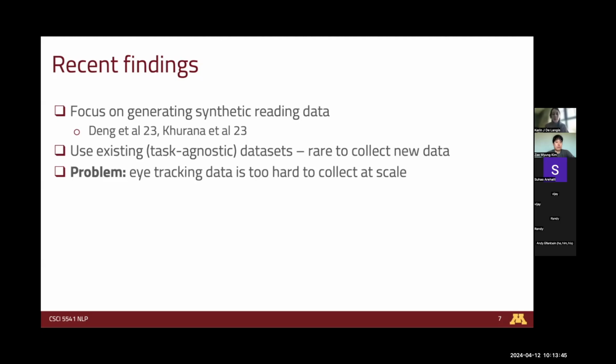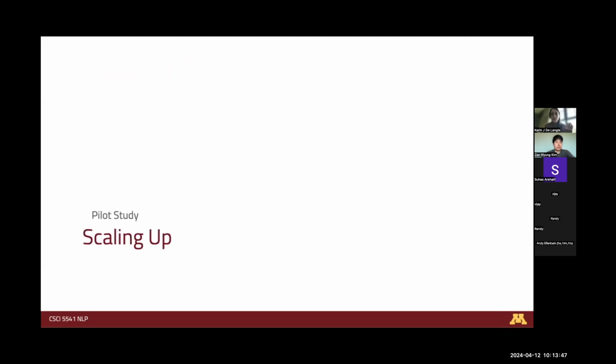So this is going to be very difficult for us to do with a traditional in-person eye tracking study. So for this pilot study that we're doing, we want to investigate a way that we can potentially collect eye tracking data without actually having to bring people in the lab and use an eye tracking machine to capture their data.